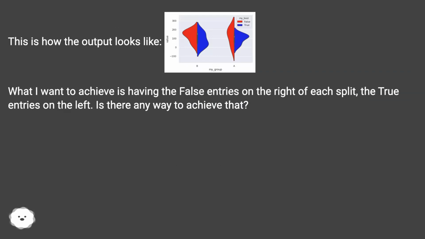This is how the output looks like. What I want to achieve is having the false entries on the right of each split, the true entries on the left. Is there any way to achieve that?